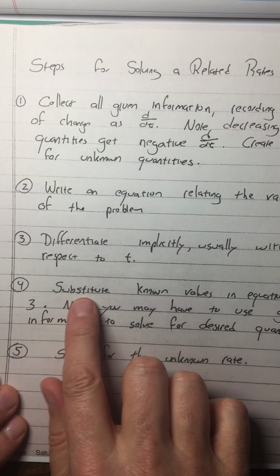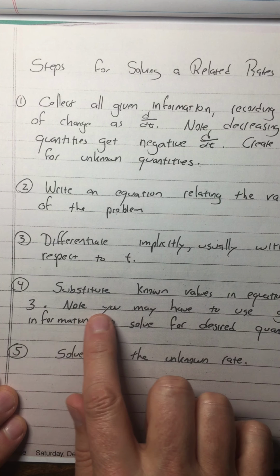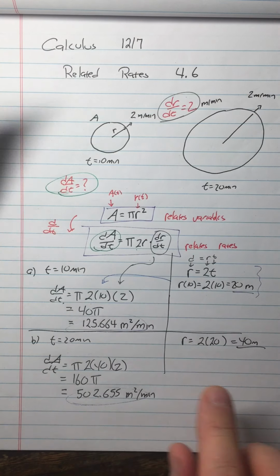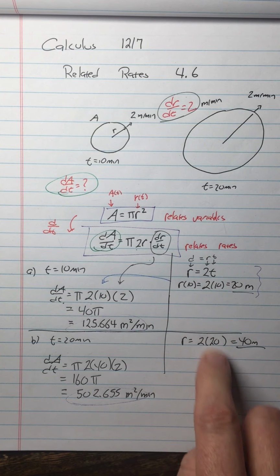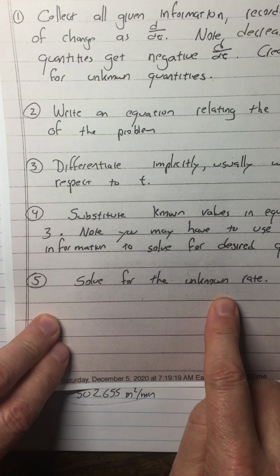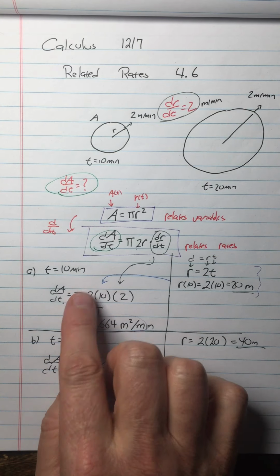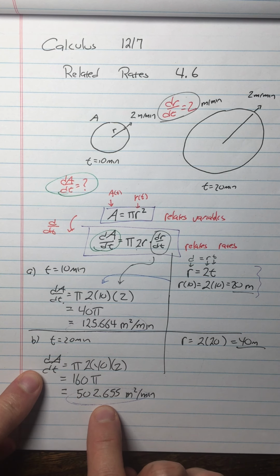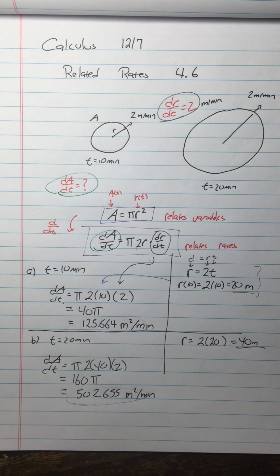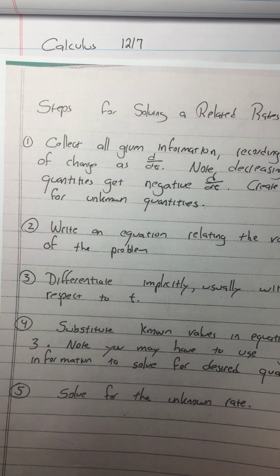And then step 5, sub the known values, and you may have to use given information to solve for desired quantities, right? So we subbed in our known values, we did some auxiliary calculations to find some things we needed to know, and step 5 is solve for the unknown rate. In this problem, the unknown rate just was automatically the result. Sometimes the rate that you want is going to be buried in the equation somewhere. You have to dig it out by solving. All right, so this is the basic process for solving a related rates problem.